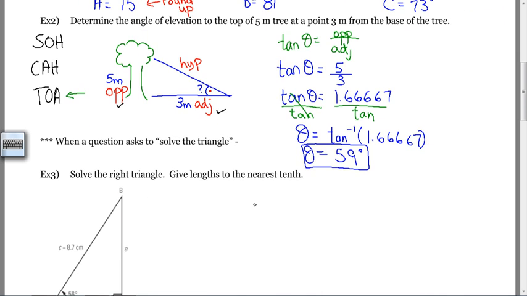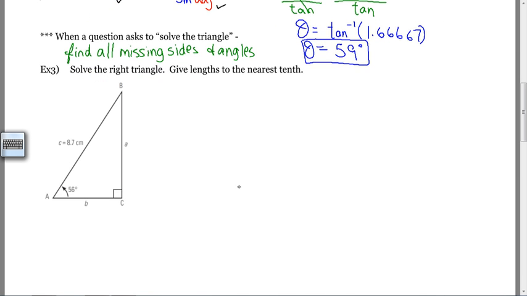Okay, when a question asks to solve the triangle, this means find all missing sides and angles. So you're going to find everything. And it's usually just 3 missing values in most cases. Let's do that for this question here. I usually draw a box to know what I'm missing. I'm missing angle B, and I usually show that in uppercase letters. And I'm missing little a and little b.